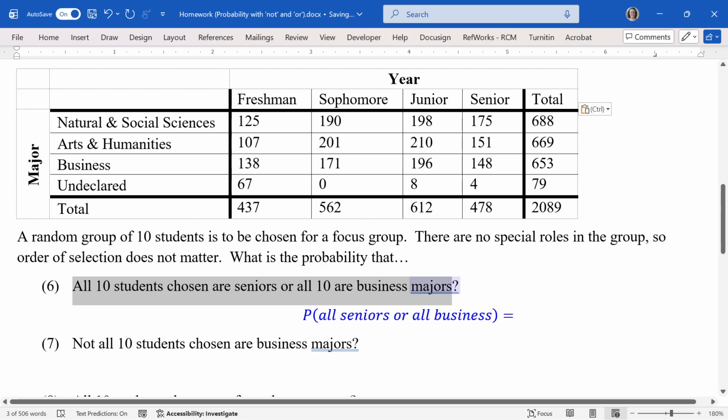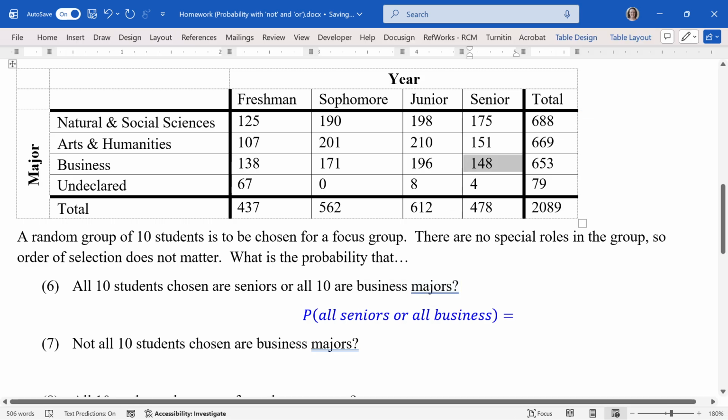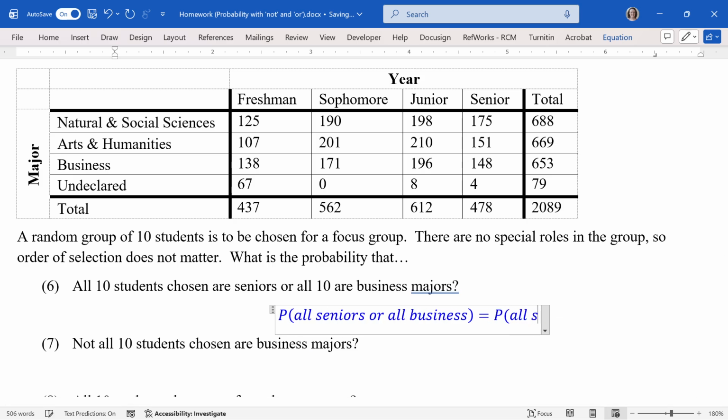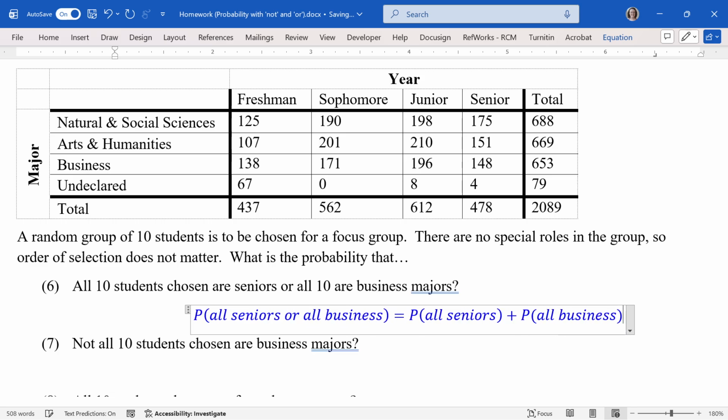So now I need to use my OR formula for probability, and let's just think about this for a second. Are these events mutually exclusive, or could they happen at the same time? Is it possible for me to choose 10 students that are all seniors and are all business majors? Well, yeah, there's 148 seniors that are majoring in business, so yeah, that could definitely happen. So I do need to not just add together these probabilities, but I need to also subtract the overlap.